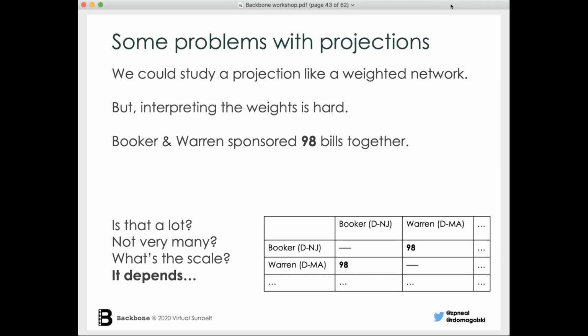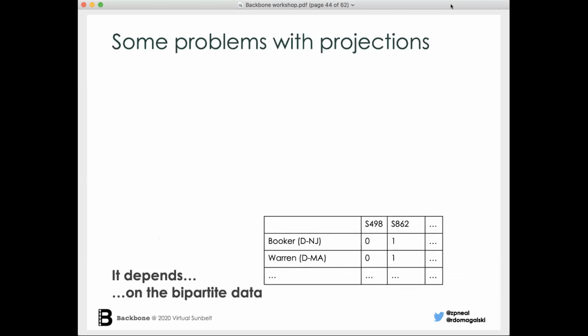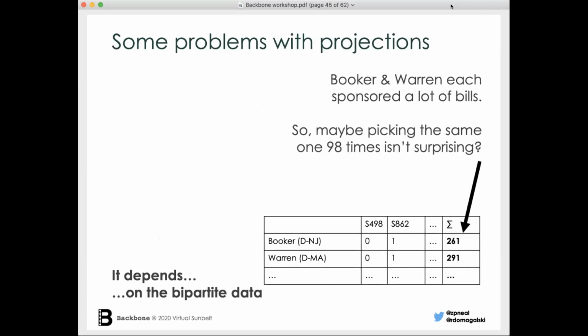The challenge is we don't know, is that a lot? Is it not very many? What's the scale? The answer to all these questions, as in much of science, is: it depends. It depends on characteristics of our original bipartite data. Specifically, it depends on two features of the bipartite data.